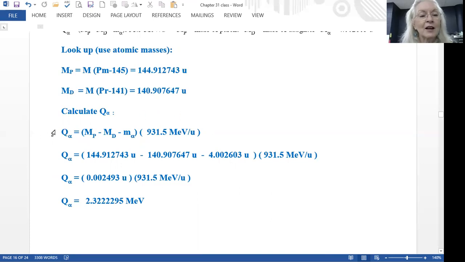So anytime we've got four variables in this equation, the Q, the mass of the parent, the mass of the daughter, and the mass of the alpha particle, if you know three of the four, you can calculate the fourth. Sometimes I'll give you the Q value and the mass of the parent, and you'll have to calculate the mass of the daughter. So it's not always just calculate the Q value. We did an example like that in class.